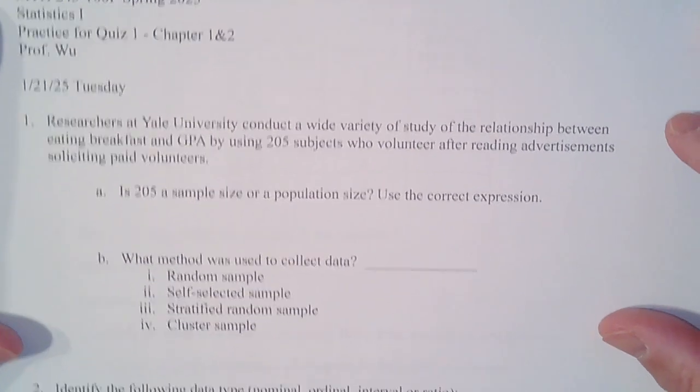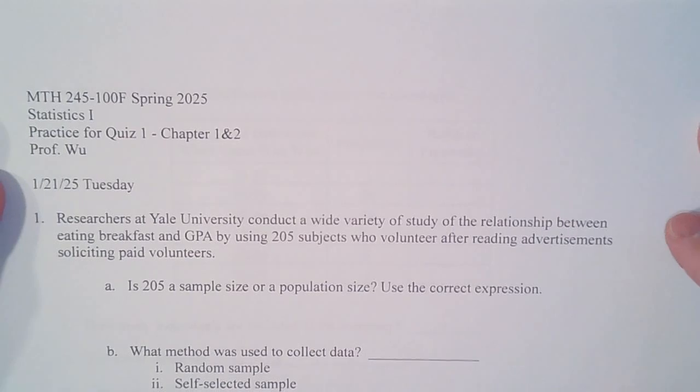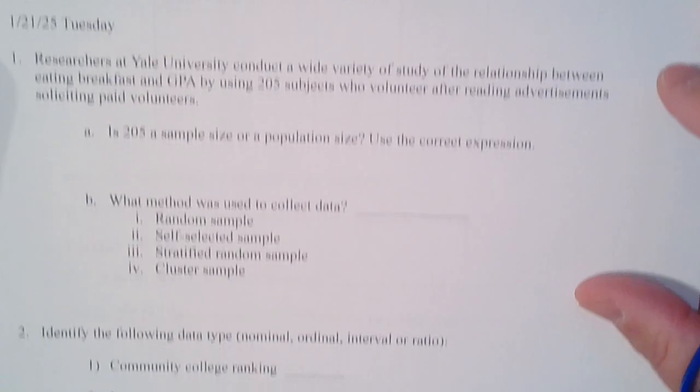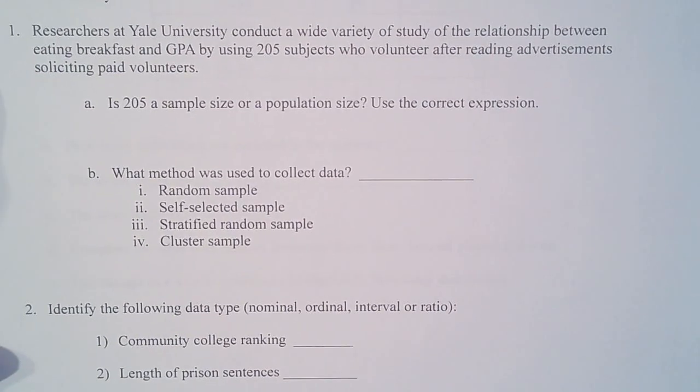All right, now, the first question here is MTH 245, Spring 25, and we're preparing for the first quiz. First one. Researchers at Yale University conduct a study of the relationship between eating breakfast and GPA by using 205 subjects who volunteer after reading advertisements soliciting paid volunteers. Part A, is 205 a sample size or a population size?